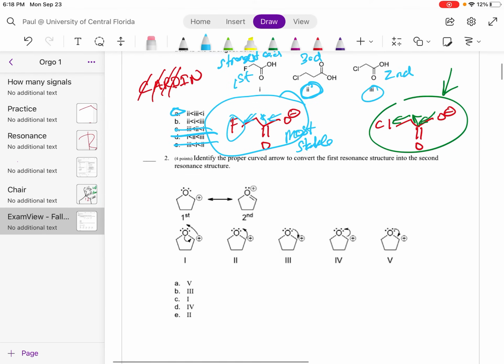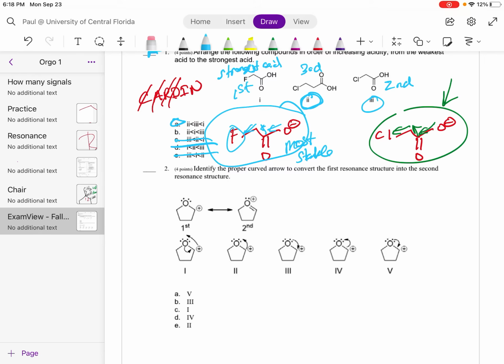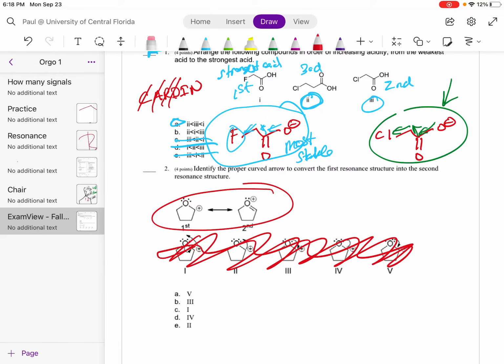Identify the proper curved arrows. So like I've taught you guys, when you see a prompt or a question, stop looking at the answers. Just do the question first. So can you draw the arrows from this resonance structure to this one? What's happening? Well, we're taking a lone pair and we're bringing it.